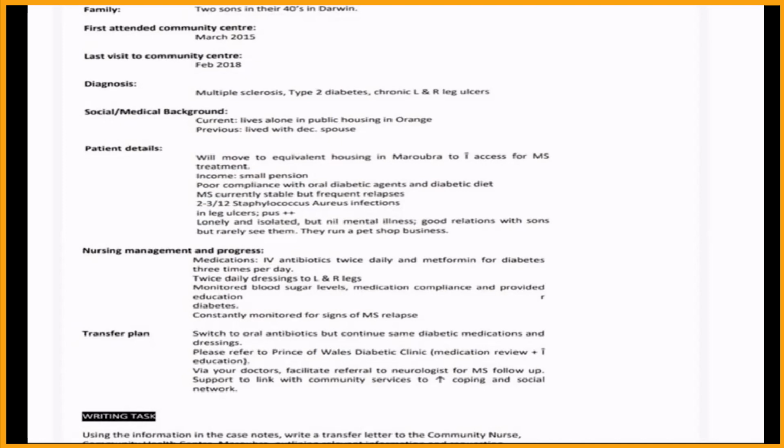Patient details, will move to equivalent housing in Marobra to increase access for multiple sclerosis treatment. Income, small pension, poor compliance with oral diabetic agents and diabetic diet. Multiple sclerosis currently stable but frequent relapses, 2 to 3 out of 12 months. Staphylococcus aureus infections in leg ulcers, pus present.